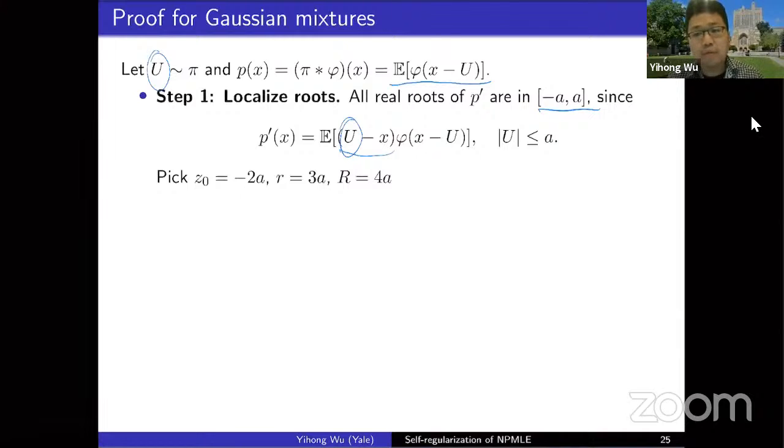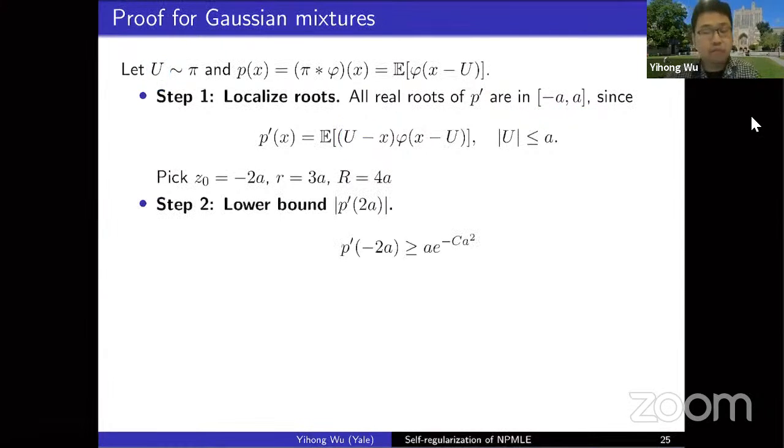Then I go to the complex plane and bound how many roots are in a complex disk that encloses this. The second thing is I need to pick a point.